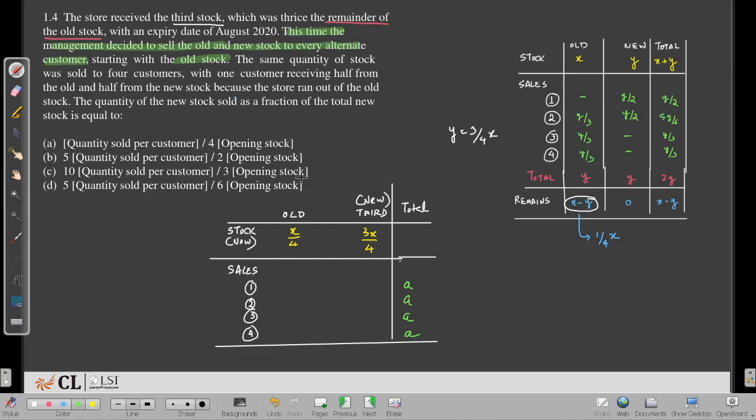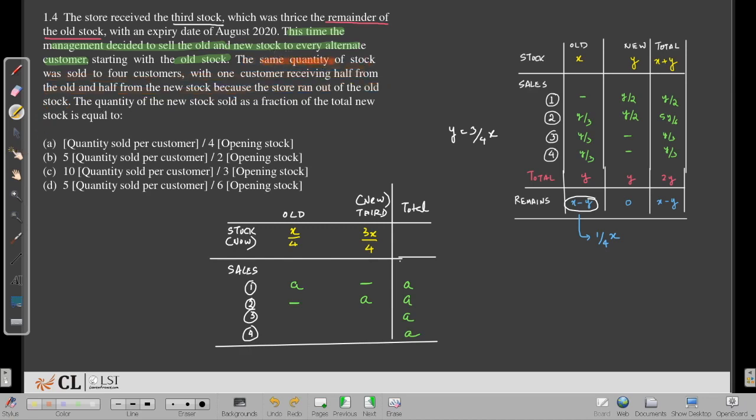What we know here is that management decided to sell the old and the new stock to every alternate customer. So the first customer just got the old stock, which should be equal to A. The second customer would have got the new stock, which will be equal to A. That's how the whole thing goes. And let's look at what has happened with the third customer. The important thing here is to deal with this particular sentence. Let's understand what the sentence is.